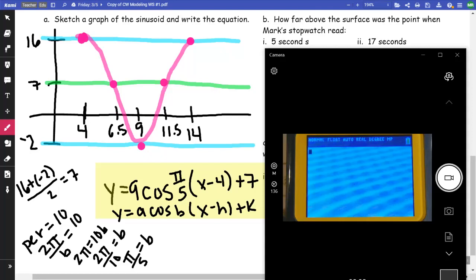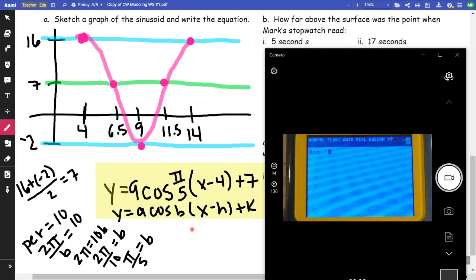So I'm going to show you how to do it on the graphing calculator first. Again, you want to make sure that you have it in radian, not degree, because we have pi in these equations, right? So I am going to go to mode. I'm going to come down to radian. Okay. And now for the 5 seconds right here, what they want is 5 seconds. How far above the surface was the point when his stopwatch read 5 seconds and then 17 seconds? So I'm going to be putting 5 in here for this equation.